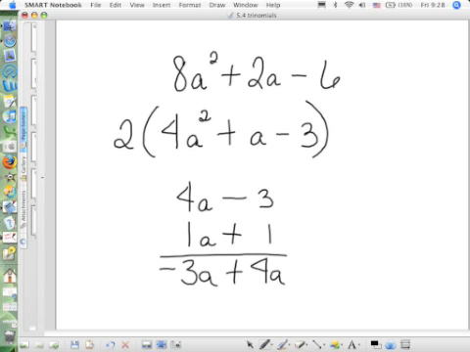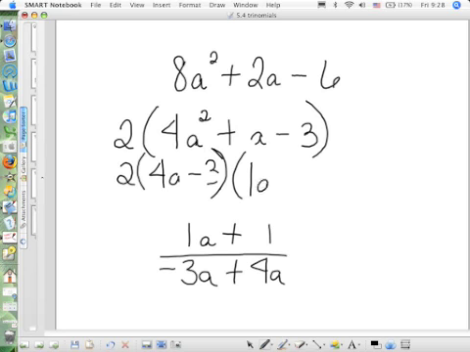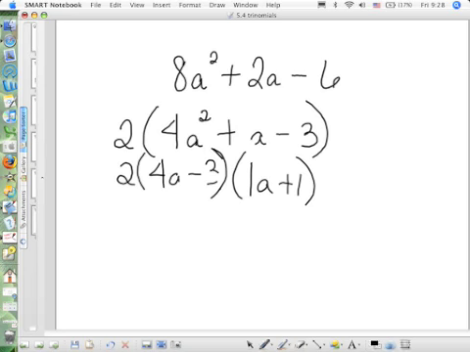Okay? So how do I write this final answer? 2 is still part of this problem, because remember, we want this whole problem to still be the same. 2 is still out there. What else is there now? 4a minus 3 and 1a plus 1. What if you just do it without the 2? Then it's not factored completely.